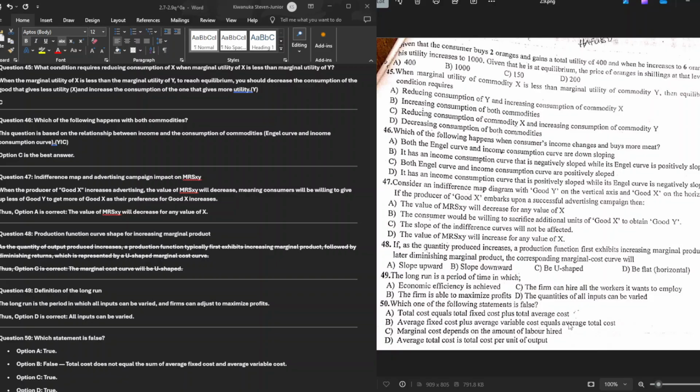Because we know very well that average total cost equals average fixed cost plus average variable cost, not plus average total cost. So the trick here is that average fixed cost plus average variable cost should equal average total cost. That is the trick.